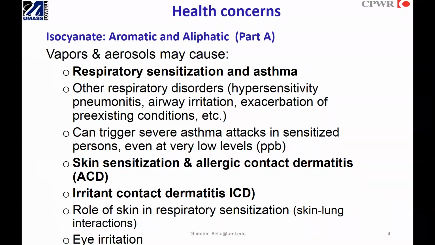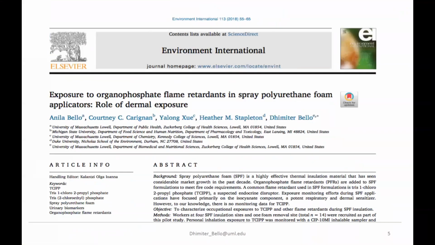One interesting link is between respiratory and dermal exposure with sensitization, with substantial animal evidence and empirical human evidence that dermal exposure may contribute to the sensitization of workers.